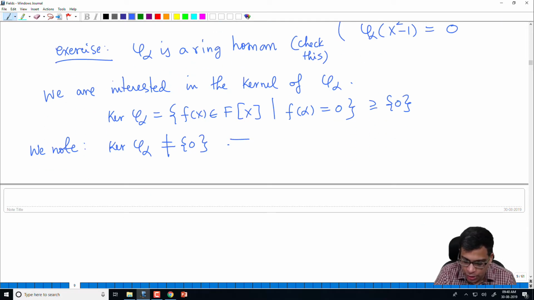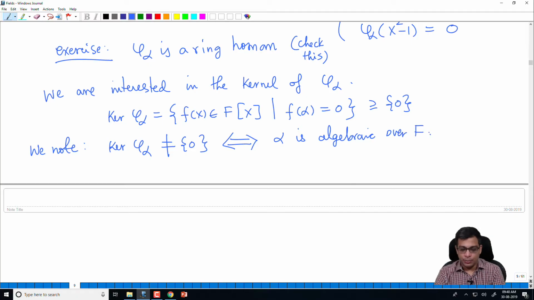It is non-zero, which means it is strictly bigger than 0, if and only if alpha is algebraic over capital F. Right? This is very easy because kernel being non-zero means there is a non-zero polynomial which has alpha as a root, so it's algebraic. That's one direction. If alpha is algebraic, there is a non-zero polynomial small f whose root is alpha. So that means it's in the kernel of phi alpha.